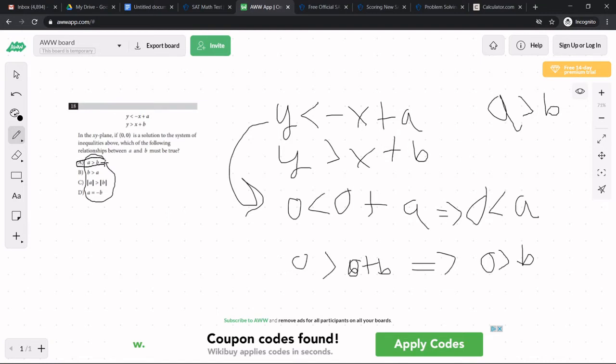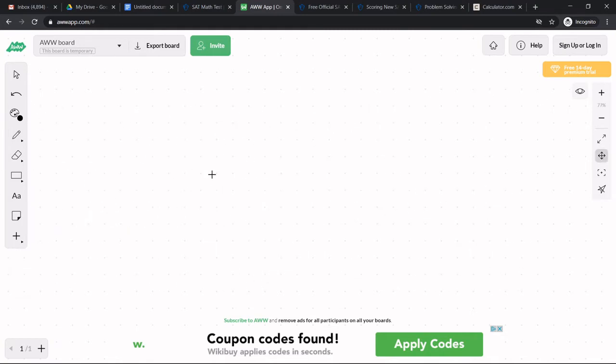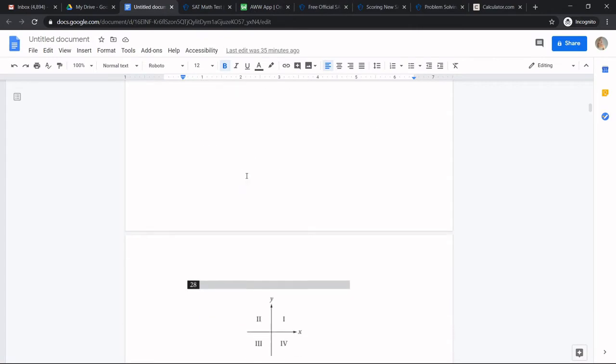So it's important to realize we don't have enough information to find the actual values of a and b. They don't really give us anything huge, and considering the answer choices, we don't need the actual values of a and b. All we need to do is use the information that we have and try to find some sort of relation between these two. Alright, now let's move on to the next problem.